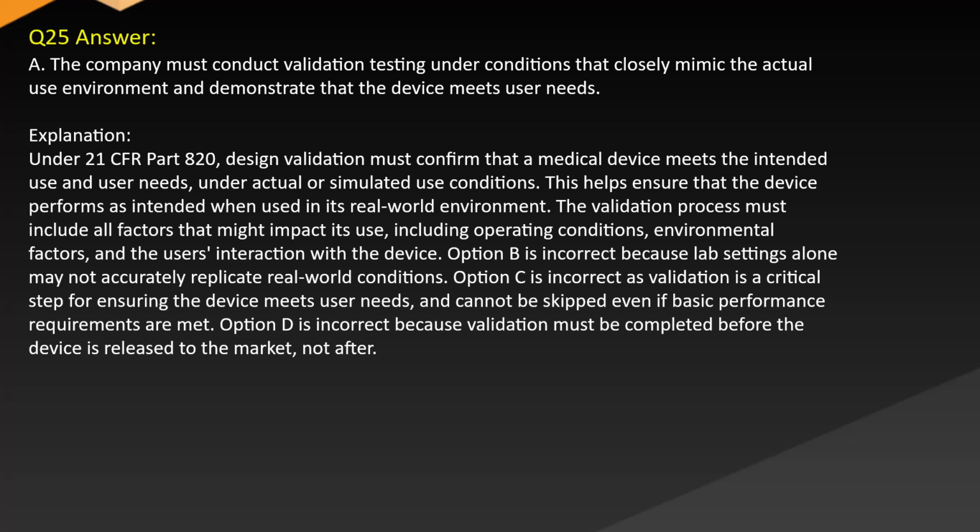Option B is incorrect because lab settings alone may not accurately replicate real-world conditions. Option C is incorrect as validation is a critical step for ensuring the device meets user needs and cannot be skipped even if basic performance requirements are met. Option D is incorrect because validation must be completed before the device is released to the market, not after.